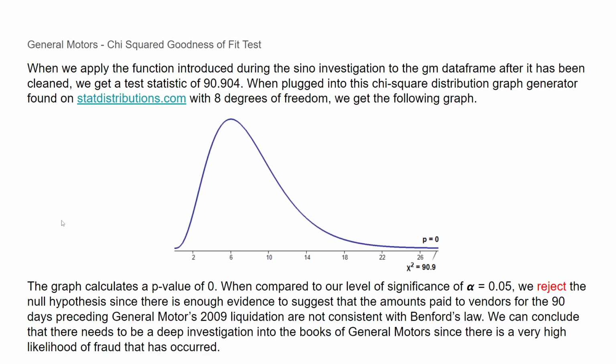When compared to our level of significance of alpha 0.05, we reject the null hypothesis since there is enough evidence to suggest that the amounts paid to vendors for the 90 days preceding General Motors' 2009 liquidation are not consistent with Benford's law, and we can conclude that there needs to be a deep investigation into the books of General Motors since there is a high likelihood of fraud that has occurred.